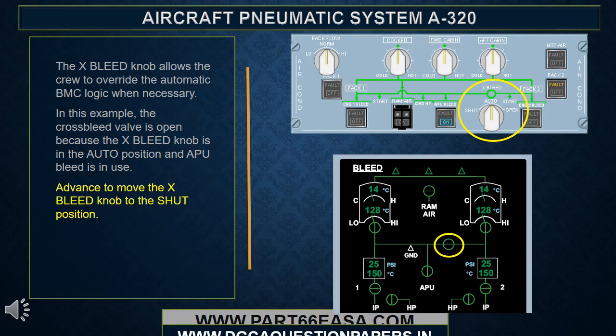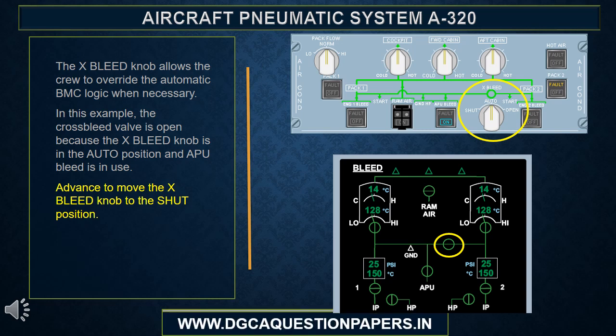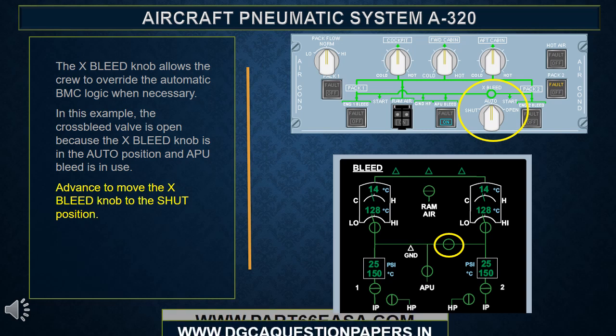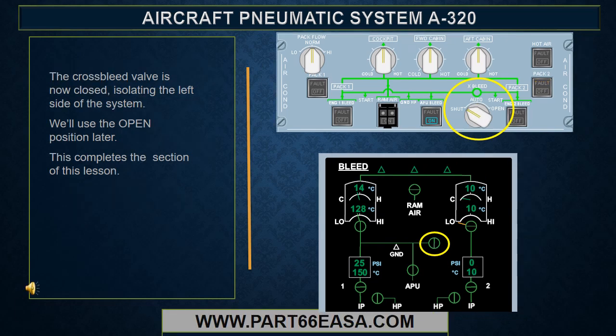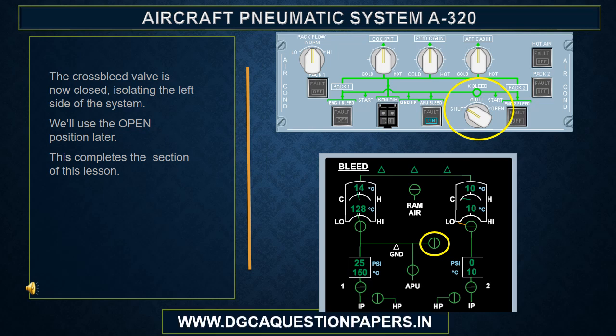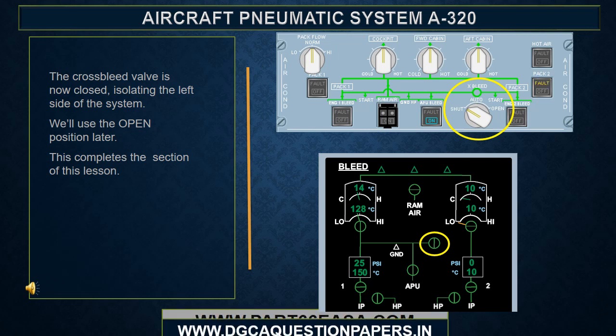In this example, the cross bleed valve is open because the X bleed knob is in the auto position and APU bleed is in use. Advance to move the X bleed knob to the shut position. The cross bleed valve is now closed, isolating the left side of the system. We'll use the open position later. Well, this completes controls and indicators. Now it's time for normal operations.